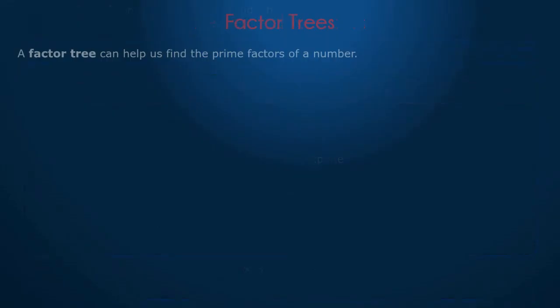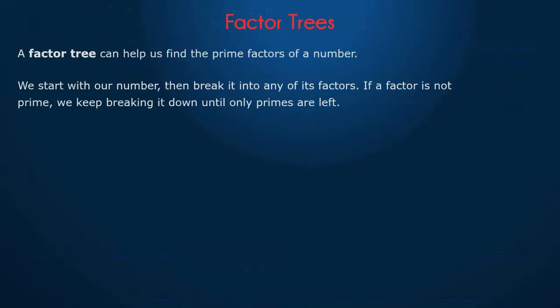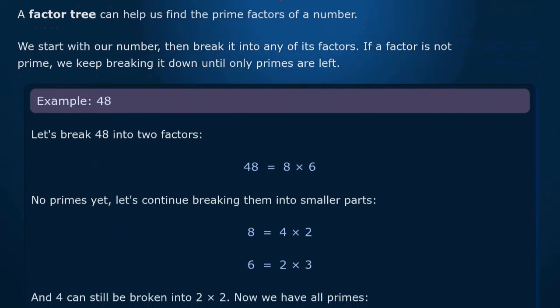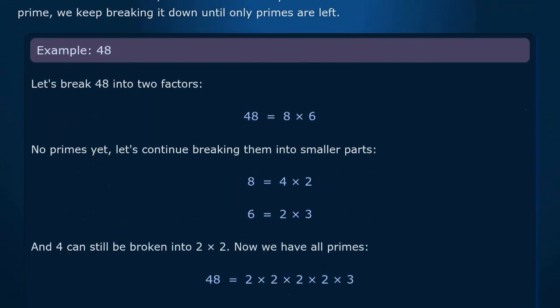A factor tree can help us find the prime factors of a number. We start with our number, then break it into any of its factors. If a factor is not prime, we keep breaking it down until only primes are left. Example. Let's break 48 into 2 factors. 48 equals 8 times 6. No primes yet. Let's continue breaking them into smaller parts.